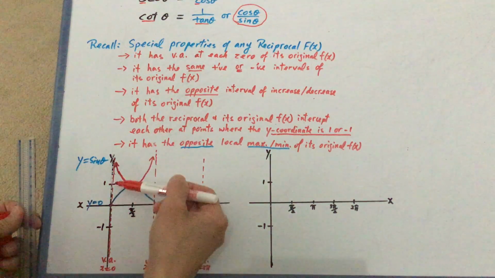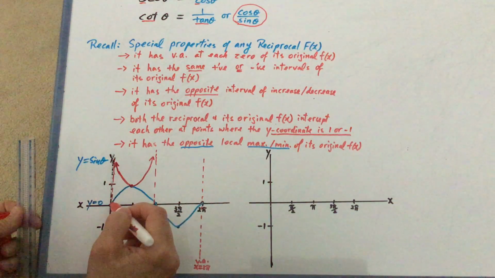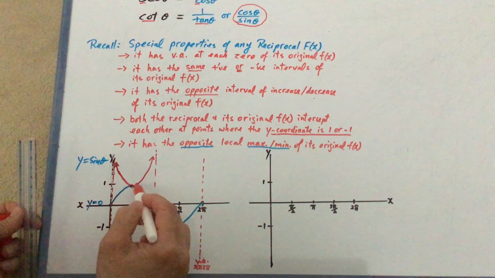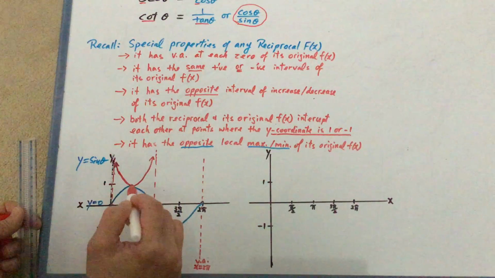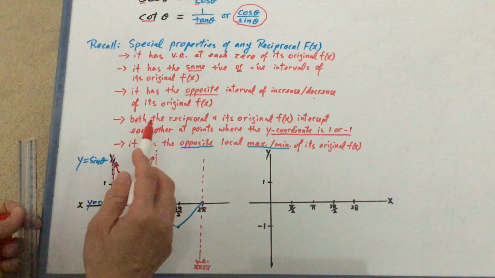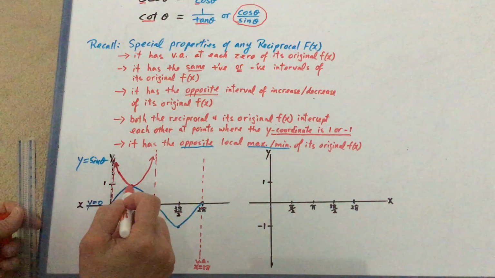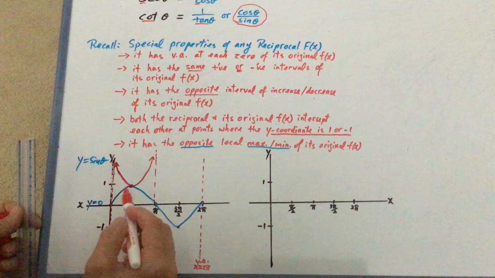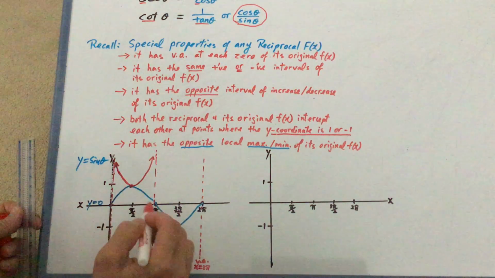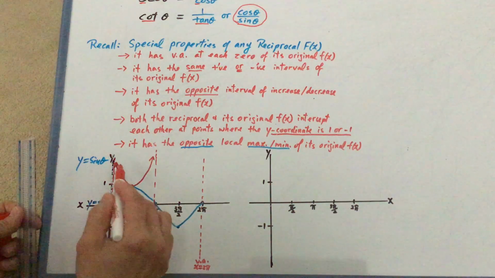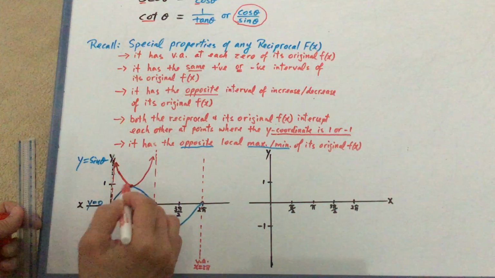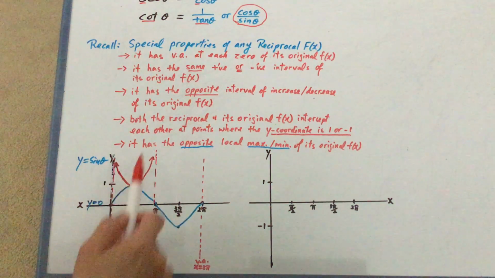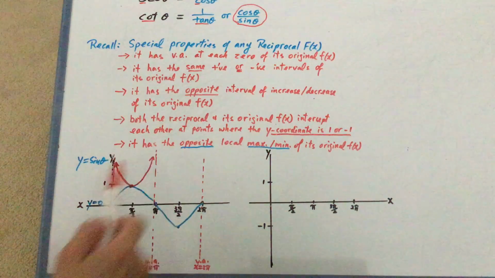So they're both positive above the x-axis, and this part is an interval of increase, so I have a decrease. So this part I have an interval of decrease, now I have an interval of increase, okay? And they both intercept at the point where the y coordinate has the 1, okay? And it also has the opposite local max and min. So the original function has a local max here, but now on the reciprocal it becomes a local min, okay? So once I start graphing the reciprocal, you will get to see each of these points is actually matching.